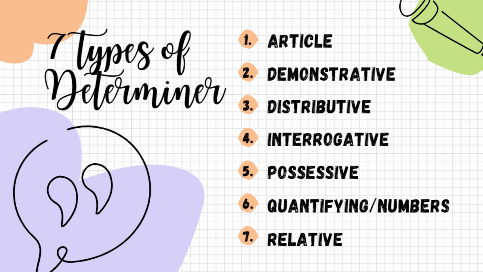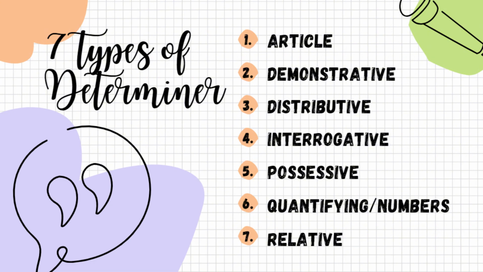Fourth, interrogative determiners. These are question words that narrow down the attributes of a noun by asking a question. Fifth, possessive determiner shows ownership or possession, indicating to whom or what a noun belongs. Sixth, quantifying determiner. It specifies the quantity or amount of a noun. Lastly, relative determiners introduce relative clauses, which provide further information about a noun in the main clause.